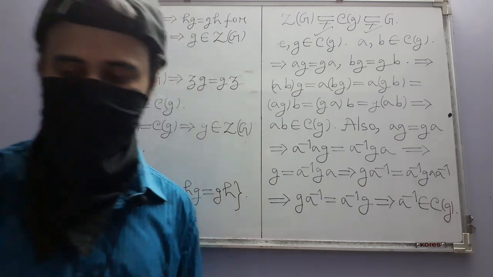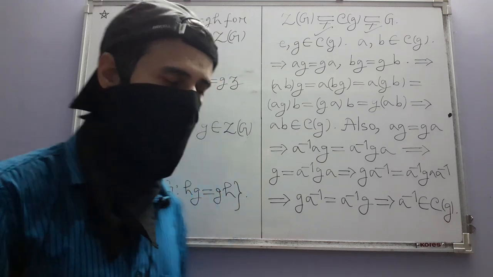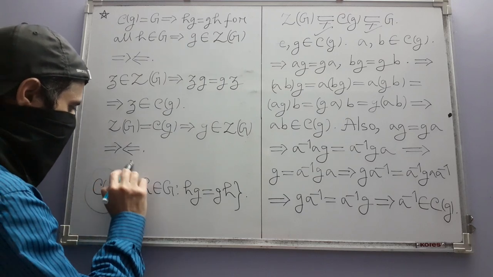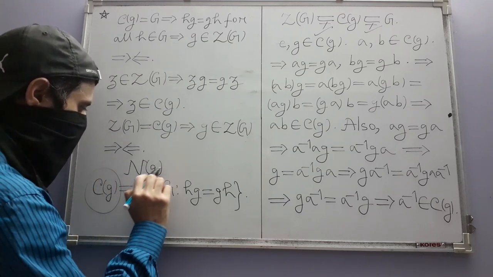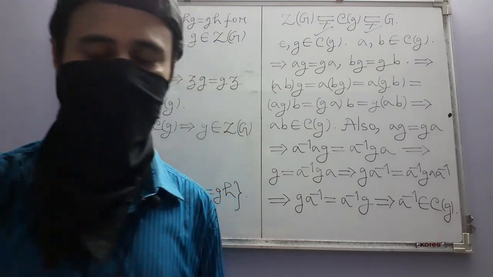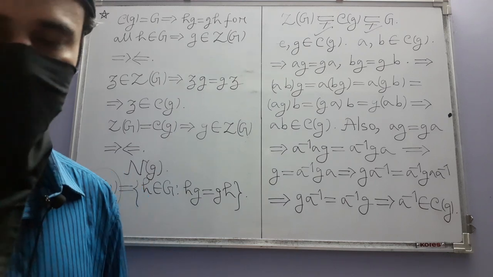This subgroup has a name also. It's called the normalizer or centralizer of the element g. Sometimes it's also denoted by the notation N(g). We will come across it in the 7th chapter, I think. So with that, this current set of exercises is over.